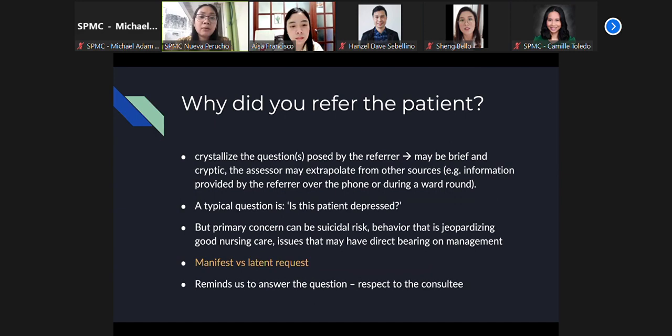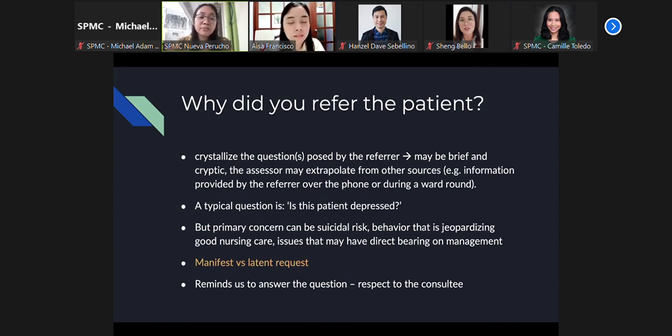Next would be why they referred the patient. At this part, we have to crystallize the questions posed by the referrer. They may refer with a brief or cryptic referral. For example, we have these weird referrals for evaluation, but it's not clear what exactly is to be evaluated. So the assessor may extrapolate from other sources, so we can get that from the nurses, the charts, to see why they are really referring.